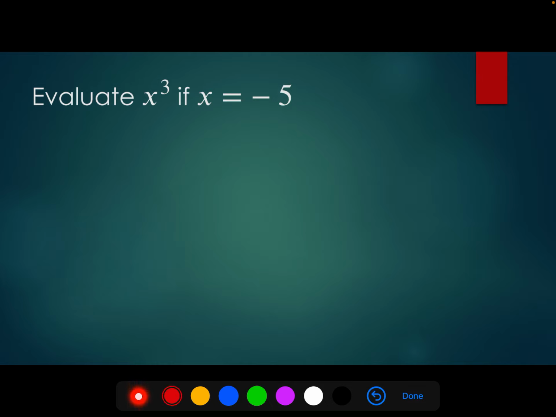So this becomes -5 to the third power. And now we can expand that out, right? That's just -5 times -5 times -5. And if we go ahead and do that math, -5 times -5 times -5, well, that gives us a -125.